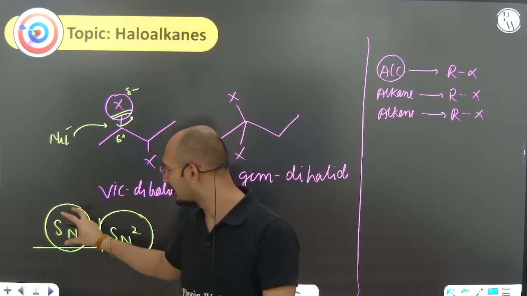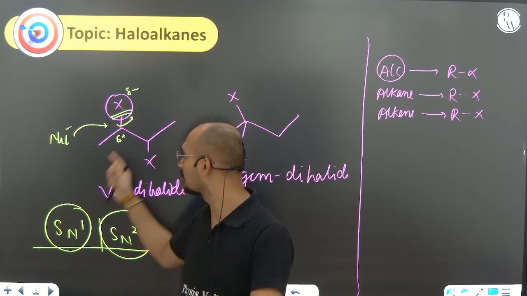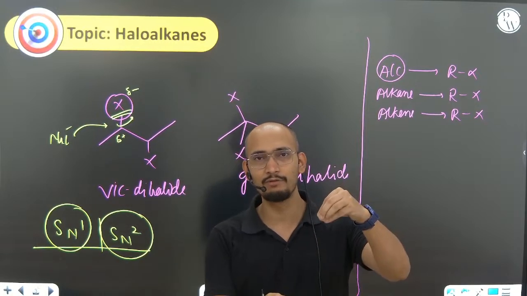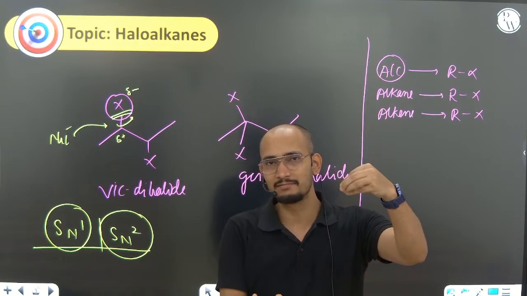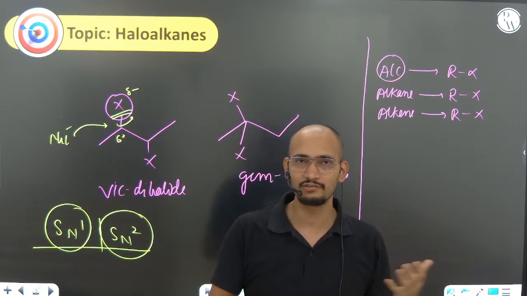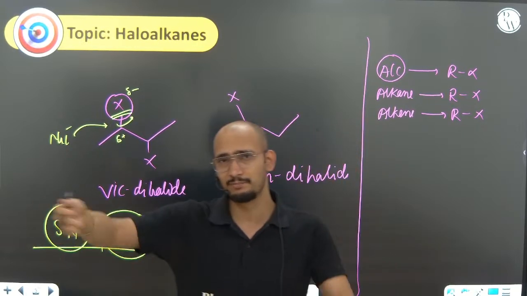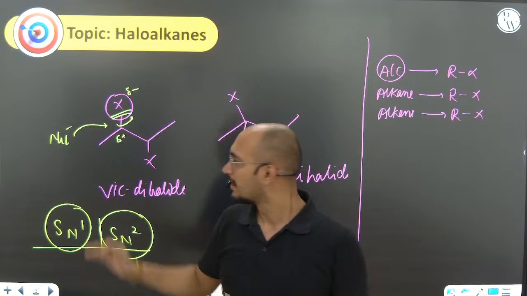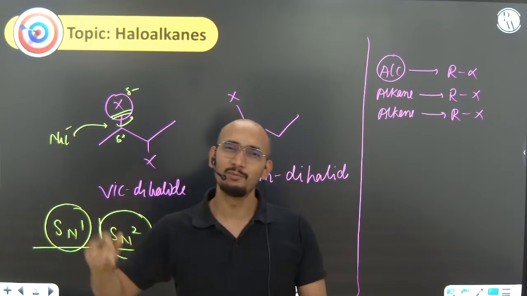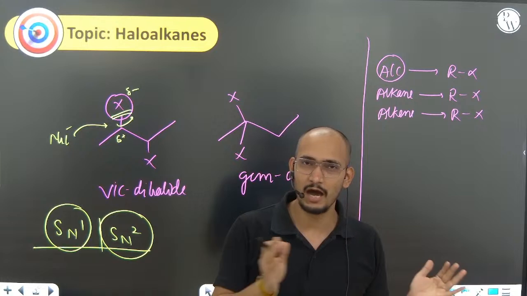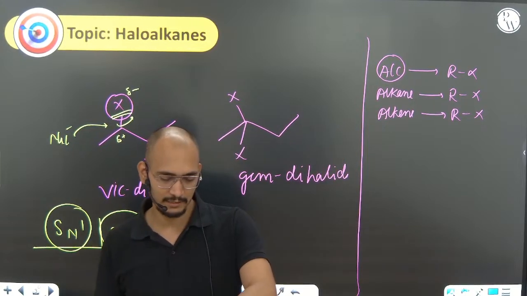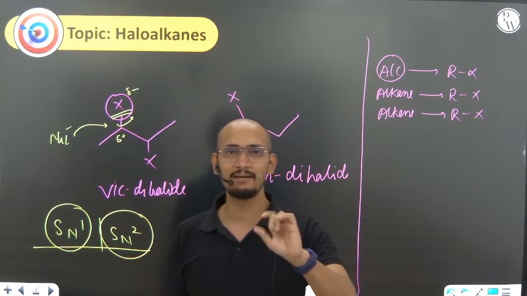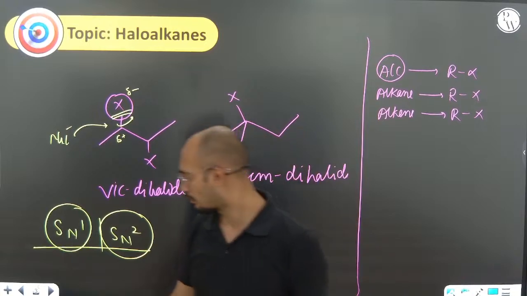So in SN1 or SN2, if X is iodine, we know that the carbon-iodine bond will be the weakest. Why? Because this bond length is maximum and the overlap is not so good, because carbon is from the second period while iodine is from the fifth period. So 2p-5p is not going to be such a good overlap. So the C-I bond is weakest, so it is easy to break, and there the rate of reaction is fastest. So RI is more than RBr, more than RCl, more than RF. Generally RF does not give SN1 or SN2 reactions, because the C-F bond is very, very strong. I hope you all understand it.